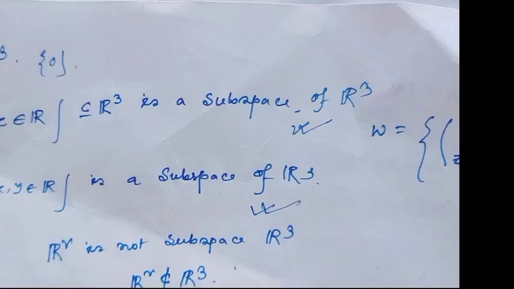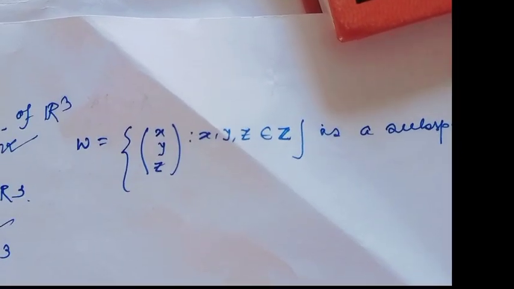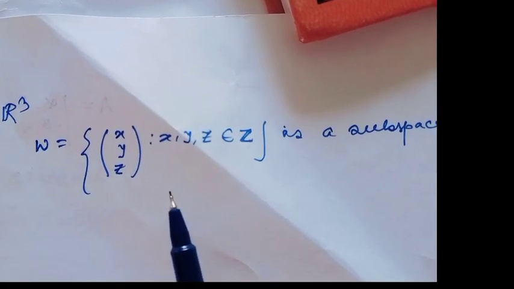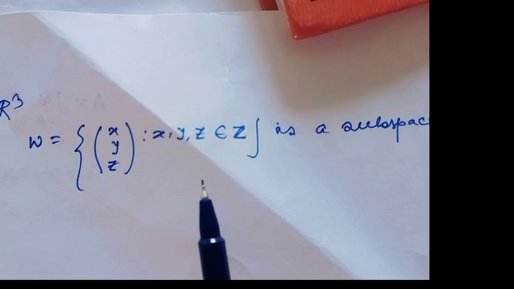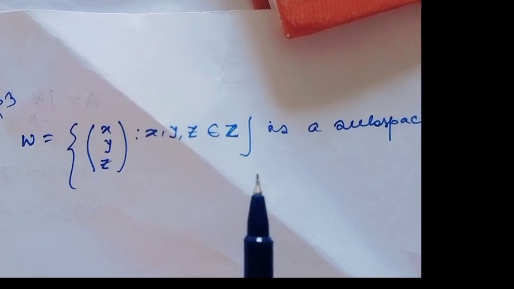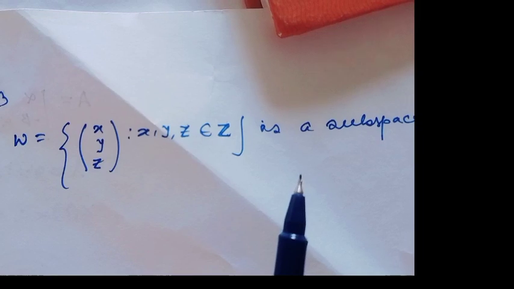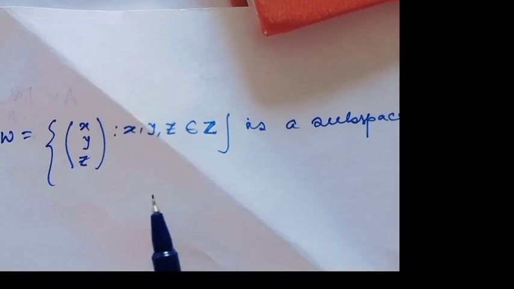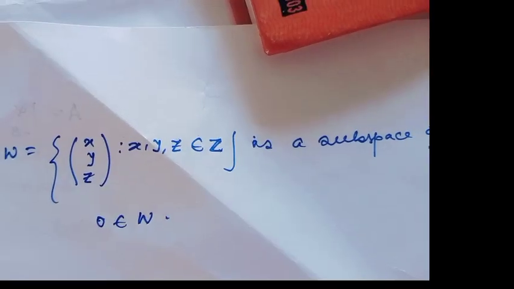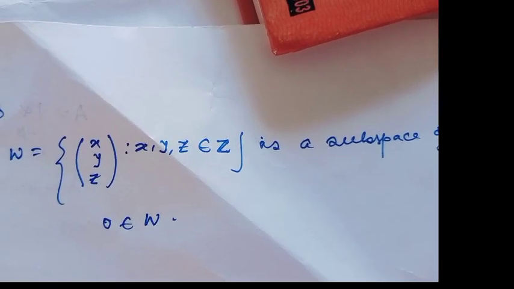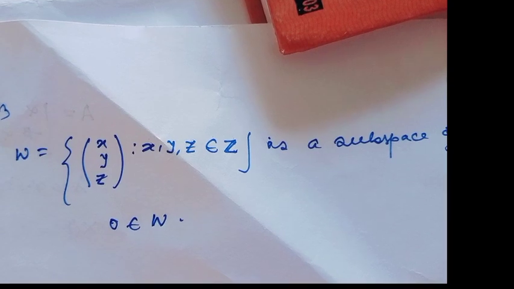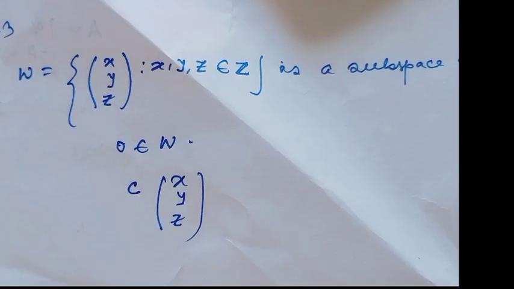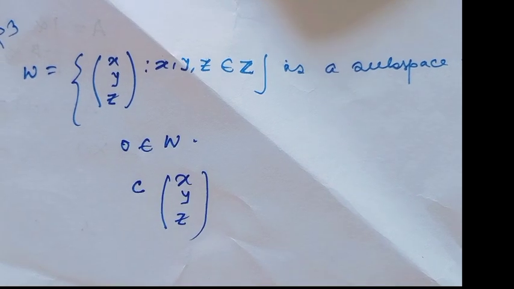Okay? Now if we consider W equal to the set containing the element (x, y, z) such that x, y, z belongs to integer, is this a subspace of R3? The 0 element always belongs to W. Then two elements which belong to W, their sum would also belong to W, and their scalar multiplication c times (x, y, z).